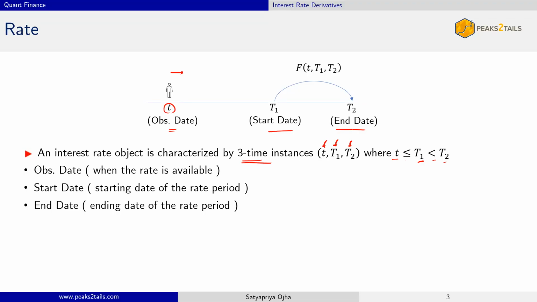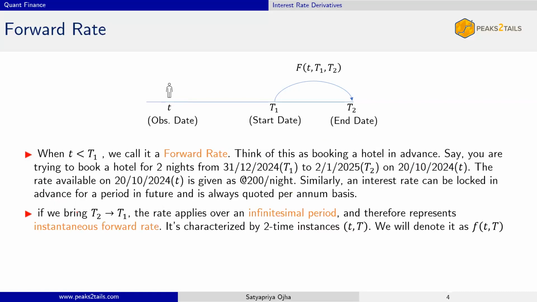T1, T2, in general, can be in future. Okay, in general, they can be in future. The period itself can be in a future. And when are you observing that rate? When is that rate available for you to trade in? That is the observation date, small t. So 3 time instances, keep that in mind. Okay. Yeah, these are all the things we discussed. Now let's look at one simple analogy to really drive home this concept.